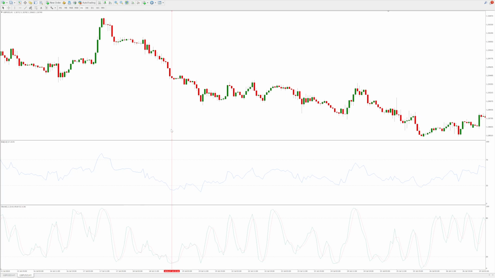So there will be instances here when you can see that they're both oversold. It doesn't mean you jump straight into a buy trade. You need to look at the bigger picture, which is what we're going to cover here, so you can time your RSI and stochastic entries properly.